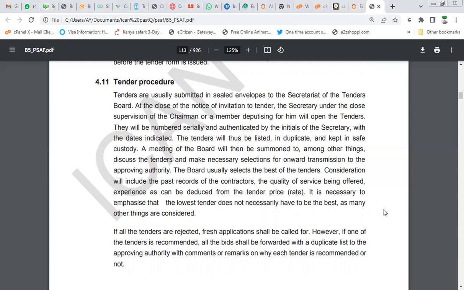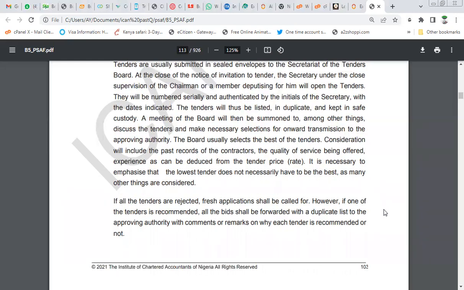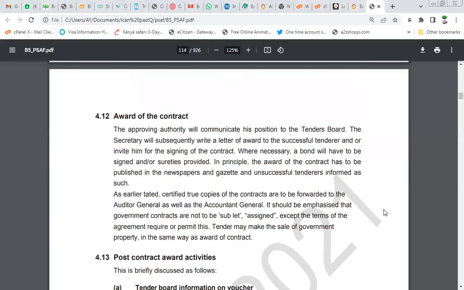If a tender is rejected, fresh application shall be called for. However, if one of the tenders is recommended, all the bids shall be forwarded with a duplicate list to the approving authorities with comment or remark on each tender to recommend or not. Award of contract. So this is after the whole screening, the submission and everything. Now comes the award of the contract.